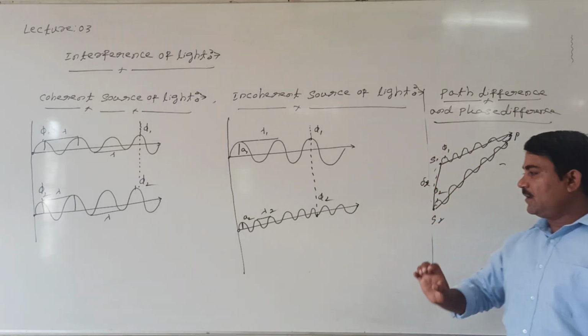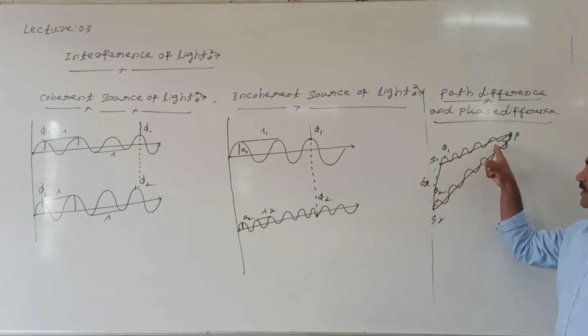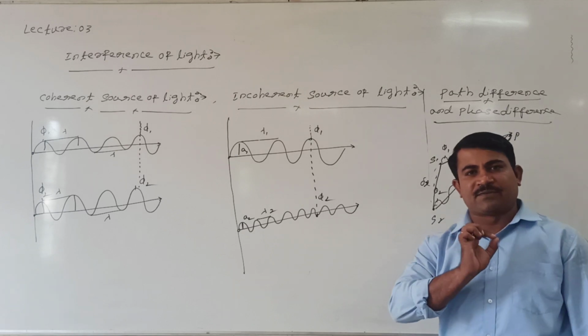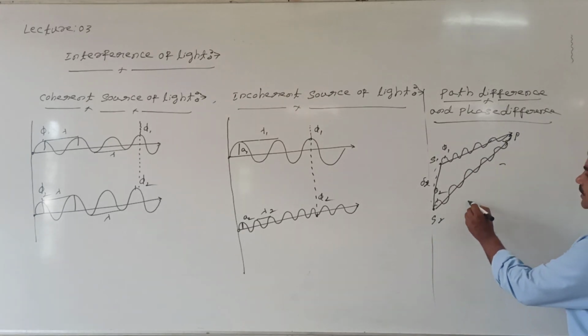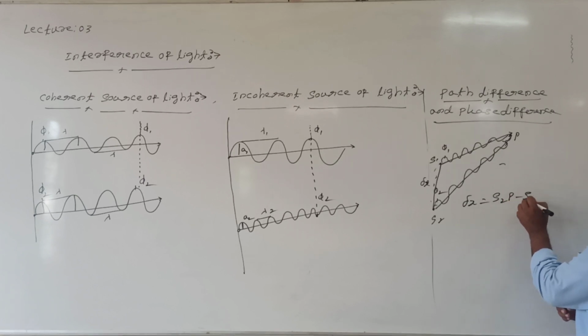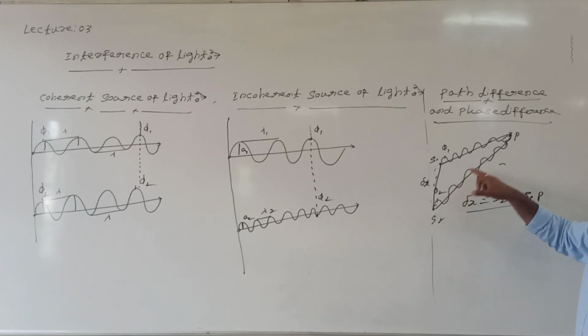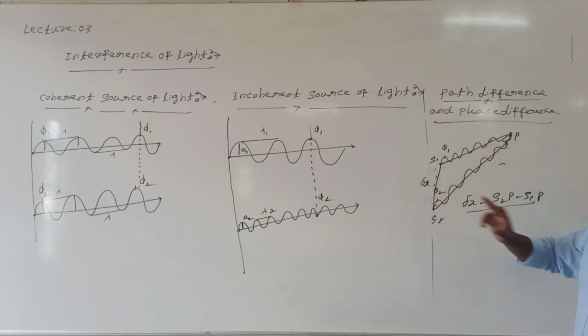Path difference means the difference in distance traveled by two waves. The difference in distance traveled by two waves I can call path difference. Simply, path difference I can represent by the quantity del X. Simply S2P minus S1P I can call path difference.